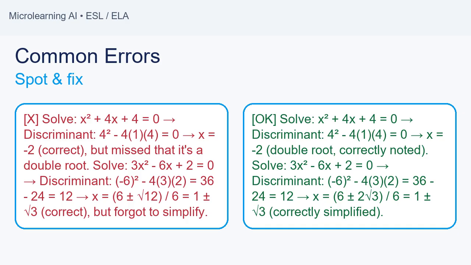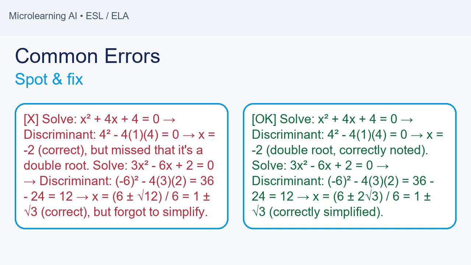Common mistakes include: solve x squared plus 4x plus 4 equals 0. Discriminant: 4 squared minus 4 times 1 times 4 equals 0. x equals negative 2 is correct, but this misses that it's a double root. Solve 3x squared minus 6x plus 2 equals 0. Discriminant: negative 6 squared minus 4 times 3 times 2 equals 36 minus 24 equals 12. x equals 6 plus or minus root 12 over 6 equals 1 plus or minus root 3. Correct, but forgot to simplify.